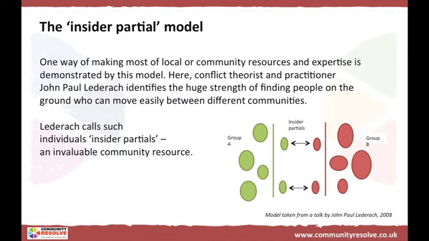His idea, as is illustrated in the little diagram on the right-hand side there, is that you might have very separate groups, but in those communities you will have some people who find it much easier to cross over and connect with the other side, as it were. So these people are the people that you're wanting to look for, and they're the people that we call the insider partials. They're people who understand their own communities and where they've come from, but who are able to open their minds to listen to people from the other side of a divide.